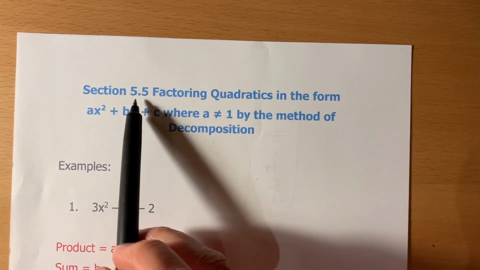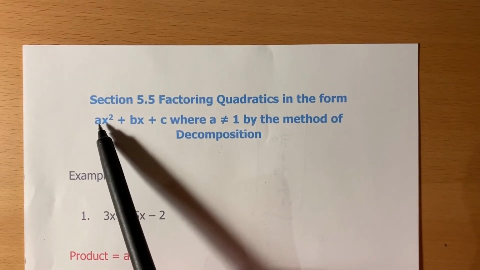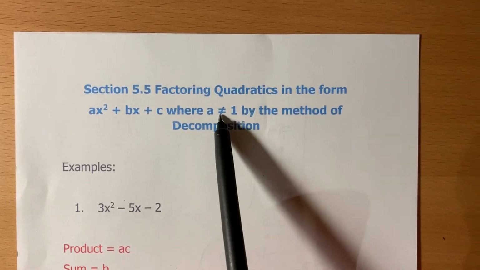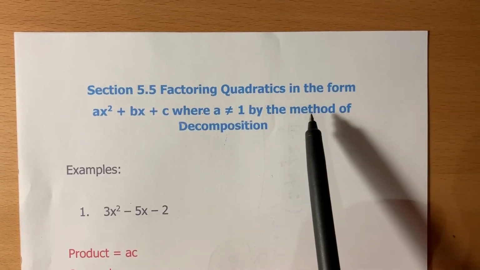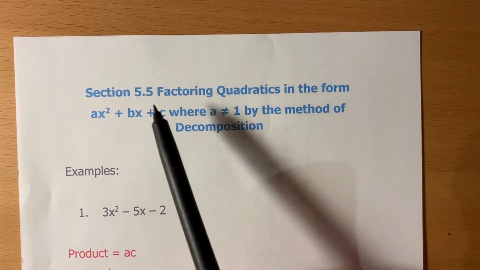Okay, so we're going to look at section 5.5. This time we're factoring quadratics in the same form as 5.4. However, this time our a value is not going to equal 1, and we do it by a method called decomposition. So there are more steps involved.